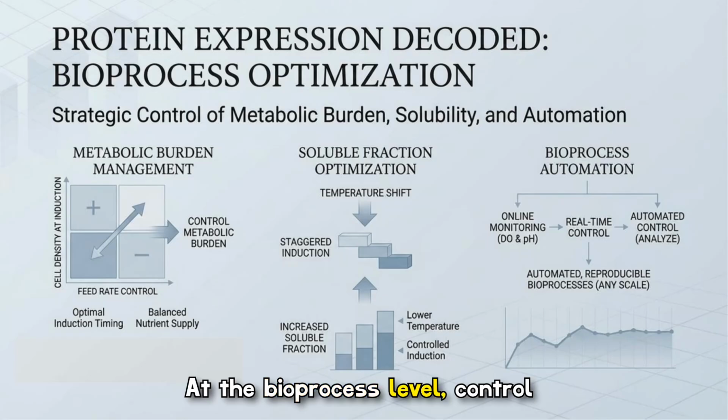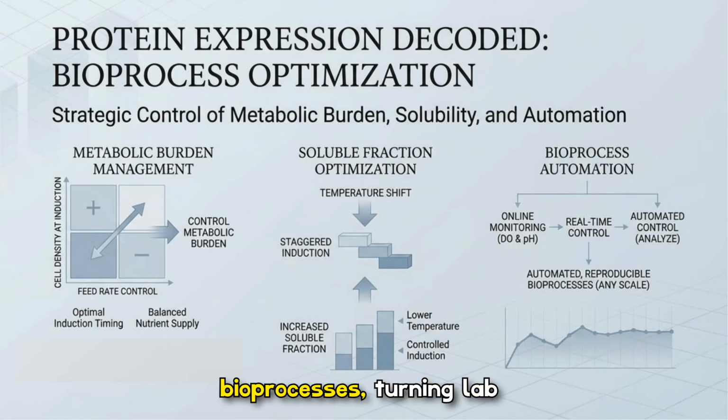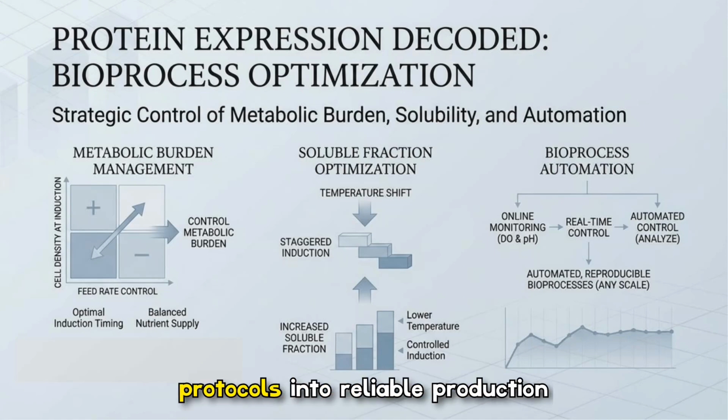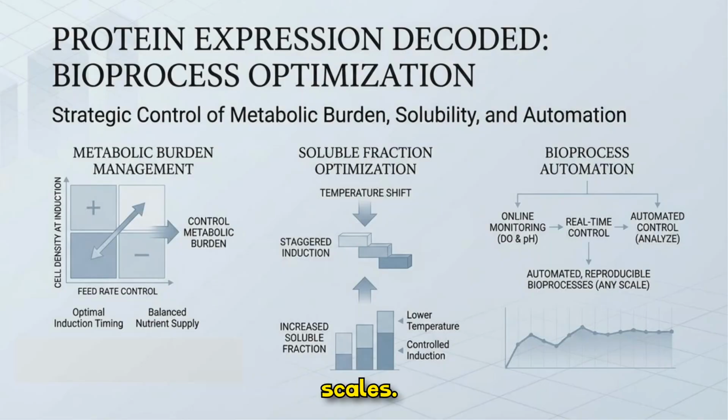At the bioprocess level, control of metabolic burden through feed rate, cell density, and induction timing keeps cells healthy and productive. Soluble fraction is improved by temperature shifts and staggered induction strategies that give folding machinery time to catch up. Integrating online monitoring and automation enables reproducible, scalable bioprocesses, turning lab protocols into reliable production with minimal variability across scales.